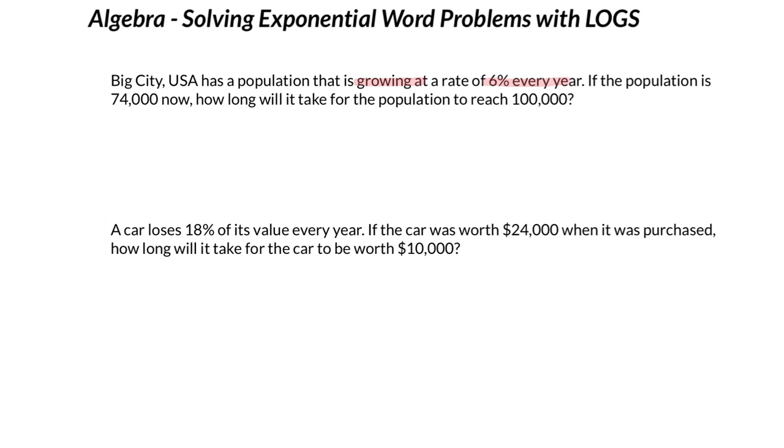Well, the hardest thing with these problems is always just writing down the correct exponential base. We're growing, so we know that we're starting at 1 and we are adding this 6%. If we were subtracting from that, if we were losing, we would do 1 minus. But 1.06 is the base of our exponential equation. So we started with 74,000, and we're gaining 1.06, and we want to know how long it takes to reach 100,000.